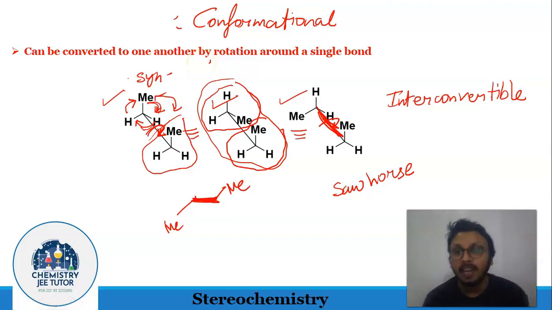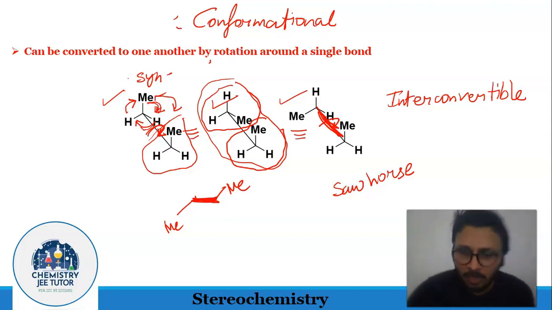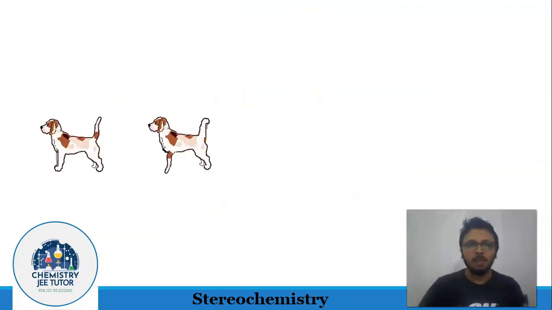Again, to summarize, configurational isomers are those which cannot be interconverted by simple rotation. We have to break a part of the molecule to convert it into the other molecule. But conformational isomers are those which can be interconverted just by rotation around a single bond, and we don't need to break a part of the molecule to convert it into the other. Okay, let us go to a real life example just to make it much easier.